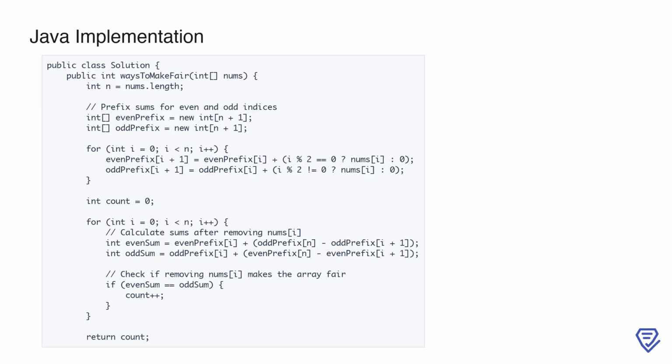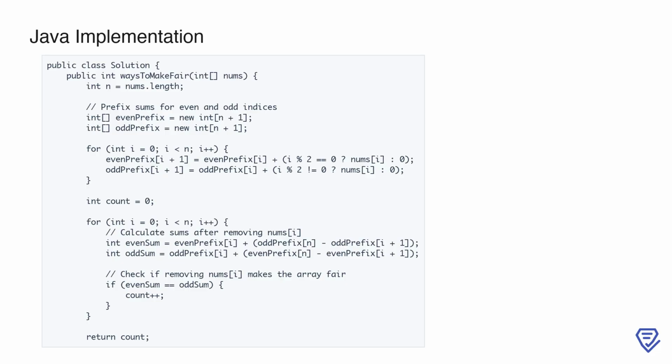We start by determining the length of the array, n. Next, we initialize two prefix sum arrays, evenPrefix and oddPrefix, each of size n+1. These will store cumulative sums for even and odd indices, respectively. In the for loop, we iterate through the array nums. For each index i, if i is even, we add the value at nums[i] to evenPrefix[i+1], otherwise, we add it to oddPrefix[i+1]. At the end of this loop, the prefix arrays contain the cumulative sums of elements at even and odd indices up to any given point.